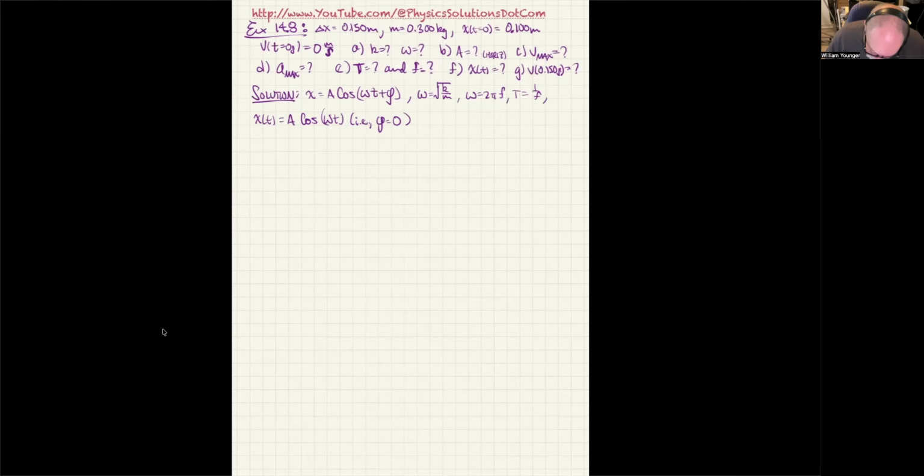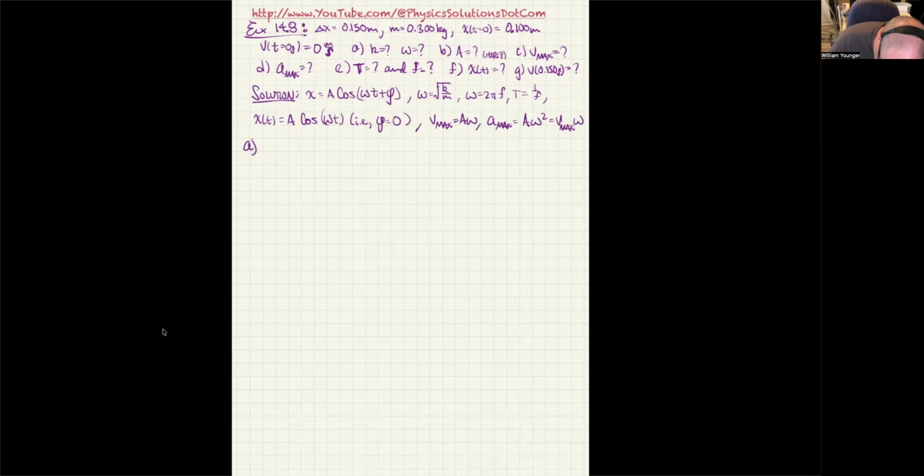Okay, so that will help us a little bit. I think that's pretty much. Oh yeah, we also need to know that v max is equal to A omega, and a max is equal to A omega squared, which is also v max times omega. Any of that will work. So we proceed as follows. First off, we're going to figure out k and omega.